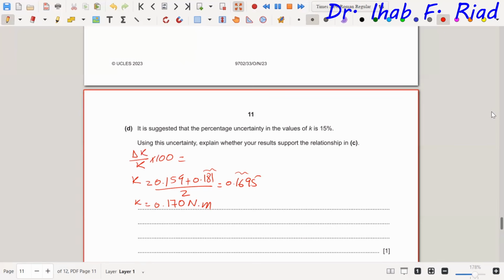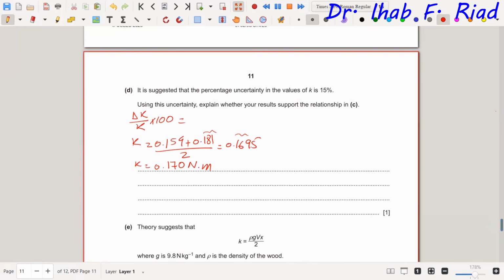Yes. Now what about delta K? Maximum minus average. So what is the maximum? 0.181. Minus 0.170.